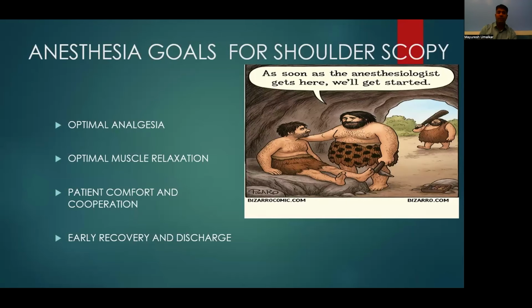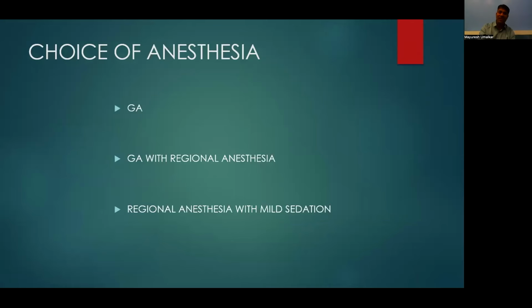Now, what are the anesthesia goals for shoulder arthroscopy? We know: optimal analgesia, optimal muscle relaxation, patient comfort and cooperation, early recovery and discharge. If you see, 100 or 20 years back, a person could hit the patient who was posted for operation, and we would get all the goals except early recovery and discharge. Now, what are the choices of anesthesia for shoulder arthroscopy? General anesthesia with regional anesthesia, or regional anesthesia with mild sedation.